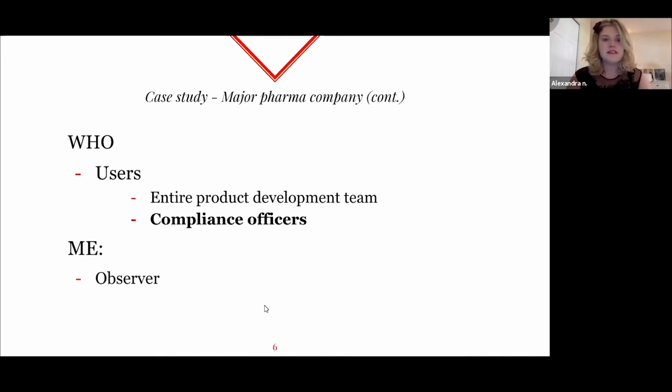Who are our users? Our users are the entire product development team, and they're going to be the ones implementing the system. For the sake of today, I'm just going to be focusing on the compliance officers, since this is quite a lot of people. I also just want to make sure that my role here is clear, and that is really that of an observer. I was able to interview a close personal contact who is close to this case and come to my own analysis. So everything you're hearing from me in terms of analysis is all from me.